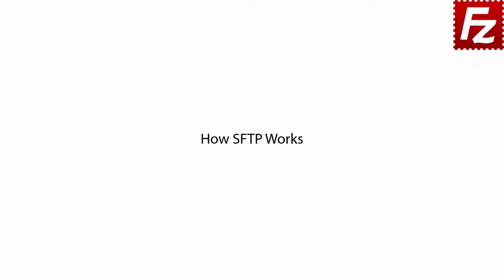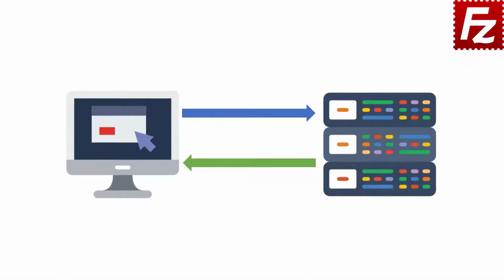In this video, we give a detailed explanation on how SFTP connections are established. A client like FileZilla or FileZilla Pro sends a connection request to the server. The server sends the SSH welcome message with the highest supported protocol version.